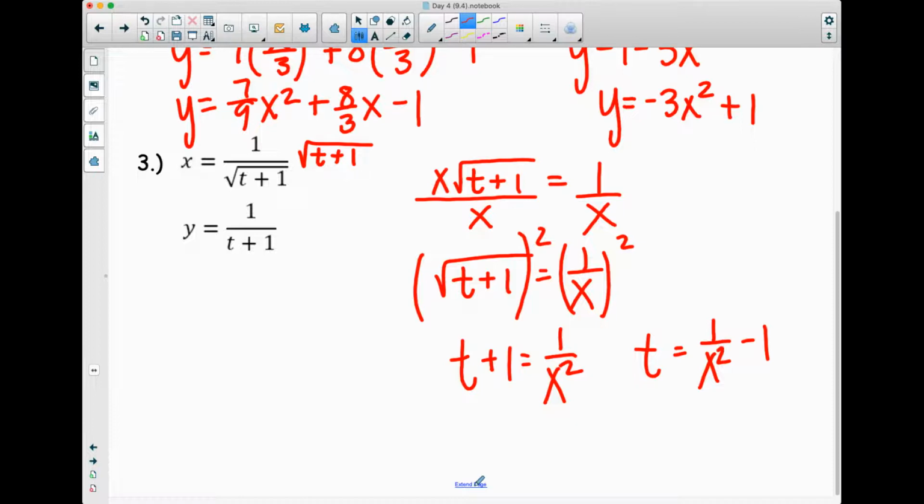So then if we plug this in now to t here, we get y equals 1 over x squared minus 1. Whoops, that's not over. And plus 1. If we get 1 over 1 over x squared, if we multiply by the reciprocal, we just get x squared.